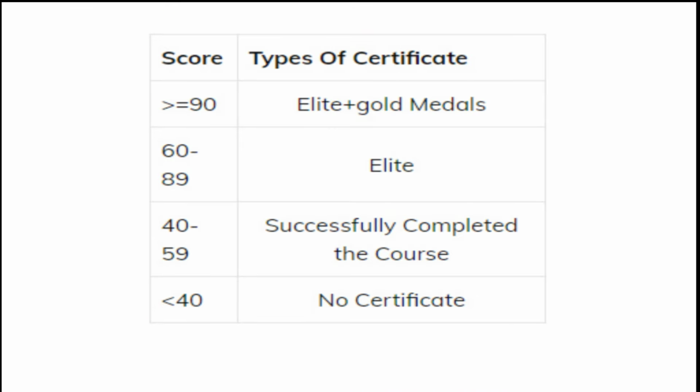So if you get 40 to 59, then you will get only a certificate where it will be written that you are passed. And if you get 60 to 89, on the certificate, elite will be written. And if you get from 90 to 100, it will be written elite, and there will be a gold medal logo on it. And all the certificates are totally digital. They don't provide a physical hard copy, to save trees. So that's it about certificates.